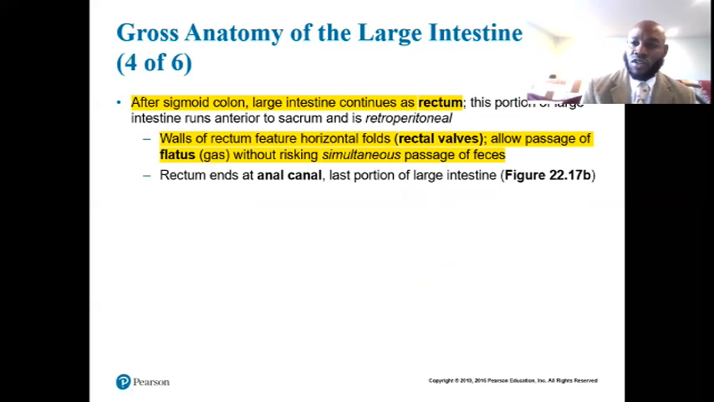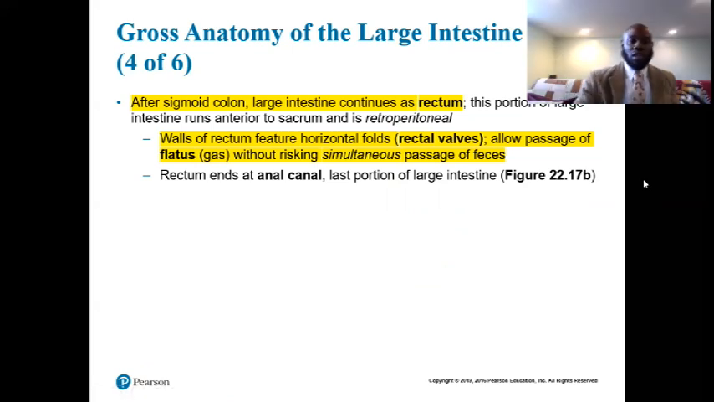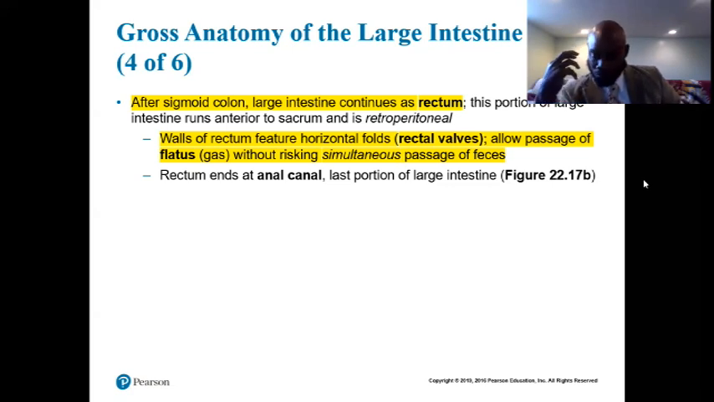So after the sigmoid colon, let me just move my picture. After the sigmoid colon, the large intestines continues as the rectum and runs anterior to, anterior means in the front of, the sacrum, and is retroperitoneal, in regards to the peritoneum. The walls of the rectum feature horizontal folds, rectal valves, right?